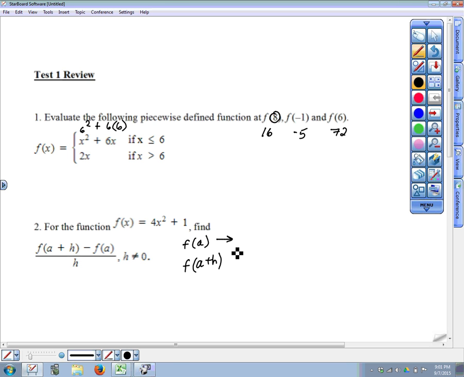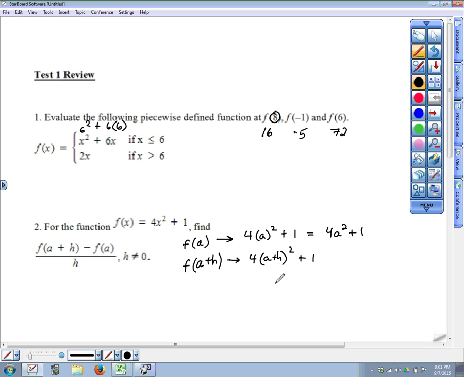So first of all, f of a, if you plug a into the f function in place of that x, you'd have 4 times a squared plus 1, which is just 4a squared plus 1. Be a little more careful here. F of a plus h, that has to replace the x in the f function. So I'm going to put 4 parentheses squared plus 1, because that's what the f function is. It's 4 times an input squared plus 1. The input becomes blank, and you're going to replace that blank spot with a plus h.